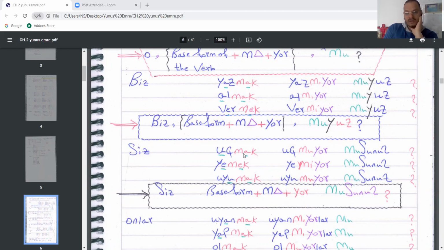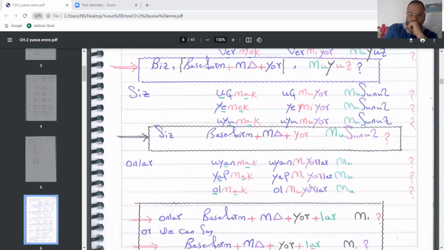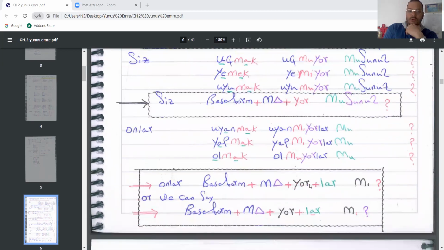Now, Siz, uçmak. Here base form plus M delta plus your musunuz, because your here is constant. Uçmak will be uçmuyor musunuz? Yemiyor musunuz? Uyumuyor musunuz? Onlar, uyanmak, uyanmıyorlar. Here at onlar the base form plus M delta plus your ler or lar, but here it will always be ler because we're always dealing with the same your.